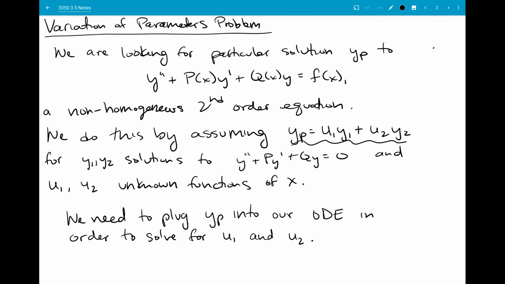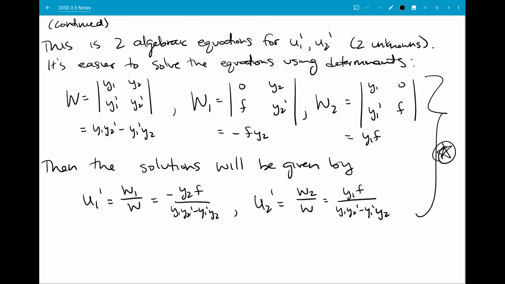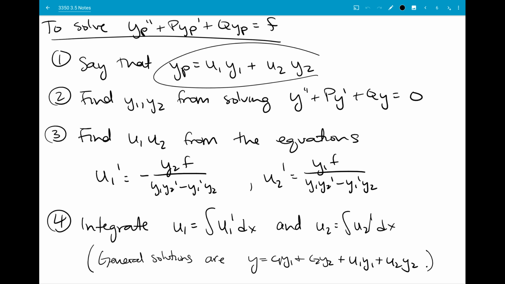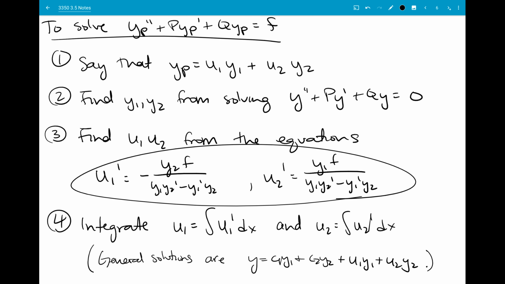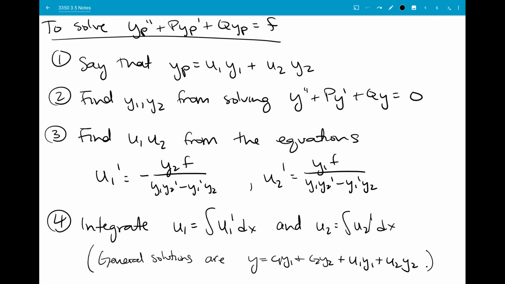So the thing that you should know to yourself is that if you need to solve a non-homogeneous second order differential equation, you're going to have to solve your homogeneous second order differential equation. And then you're just going to have to assume that the particular solution is a combination of u1 times one solution plus u2 times the other solution. Just compute these quantities real easy with derivatives and differences and products and stuff, and then integrate to get u1 and u2. And that's all that this method comes down to.